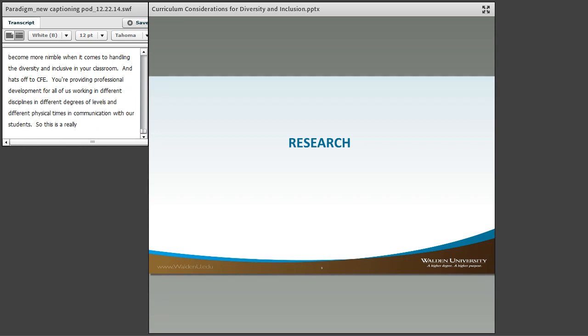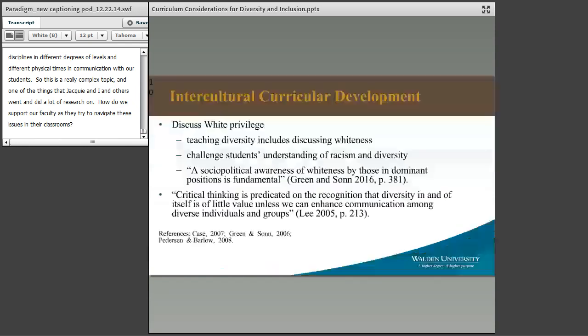So this is a really complex topic, and Jackie and I and others, Sandra, went and did a lot of research on how we support our faculty as they try to navigate these issues in their classrooms. One of the things that has come out really predominantly throughout all of this is that our faculty do not always reflect the diverse and inclusive vision of culture that our classrooms do.